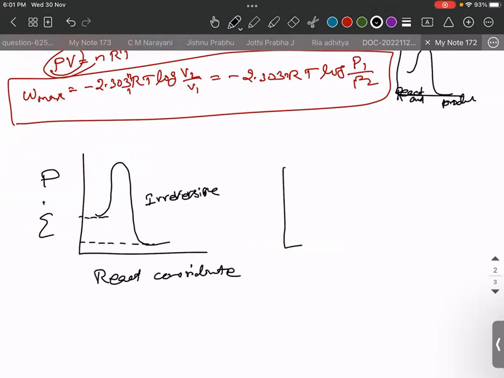Suppose in the same type of graph the reactant energy is more and the product energy is less. So this is the product energy, this is the reactant energy, then it is called reversible. That means when you have a small amount of energy, that is sufficient to break the product form. So this is called reversible and irreversible process.